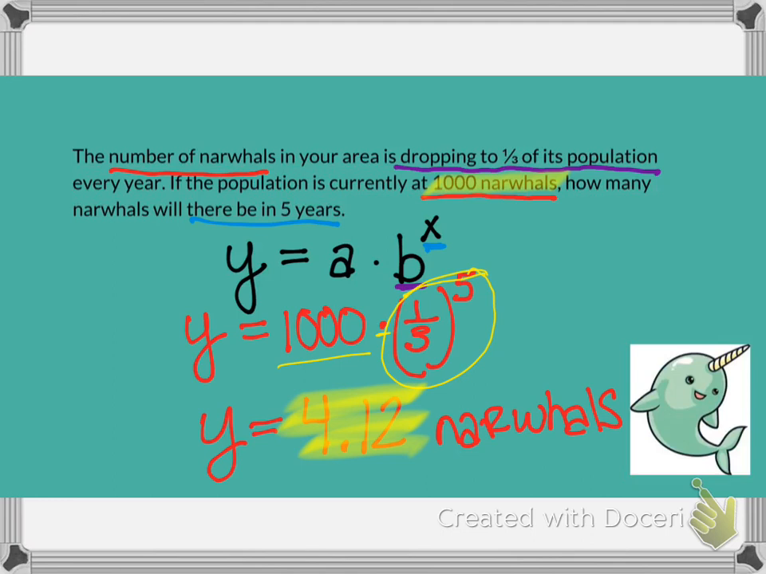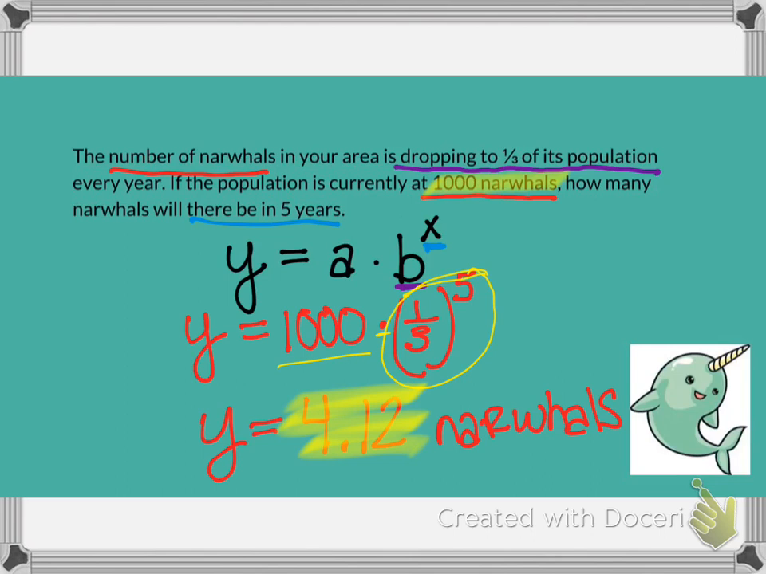And it's because we're exponentially decaying. We're getting really, really small. We're dividing over and over and over again until we're left with only 4 narwhals in this area. Huge decrease, but that's what happens when we have exponential decay.